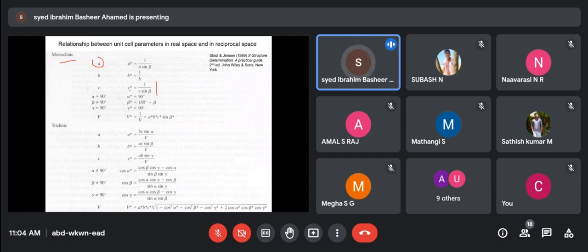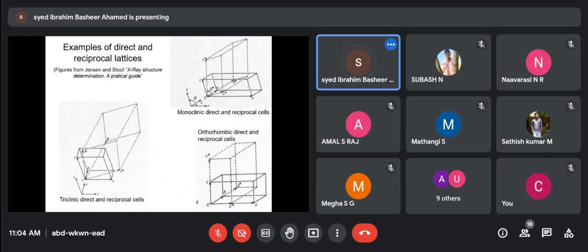Why I am showing this is that you should understand the relationship between direct lattice and reciprocal lattice points with respect to different crystal systems. Here you can see the solid line indicates the direct cell, and the hashed line indicates the reciprocal cell. So this is the advantage. In the direct lattice, you can see the cell and the reflection. I will come to that point later on.